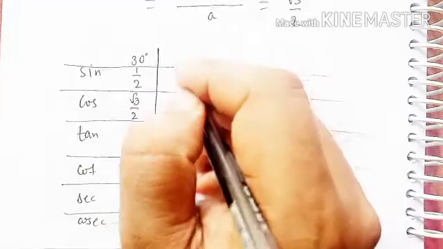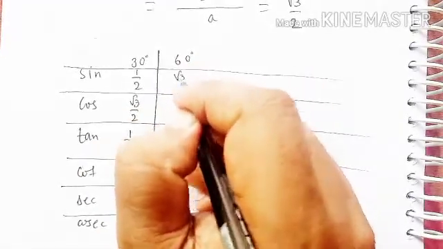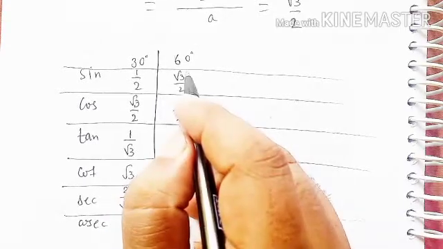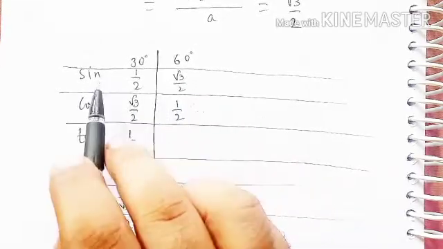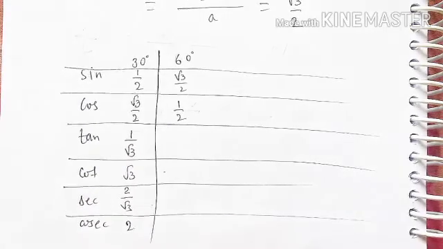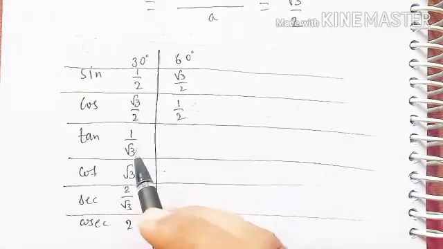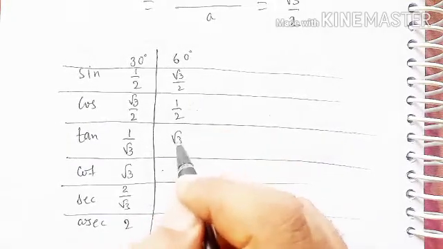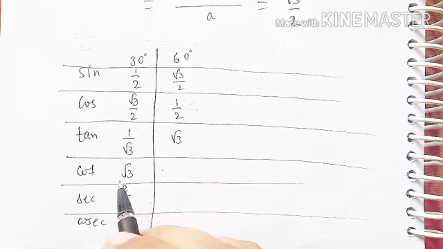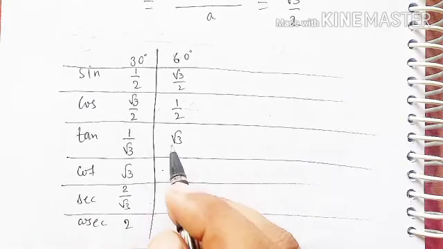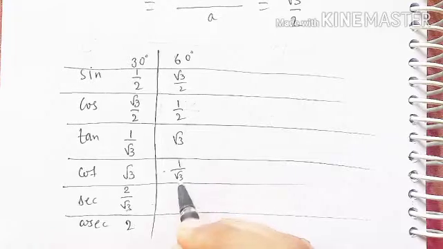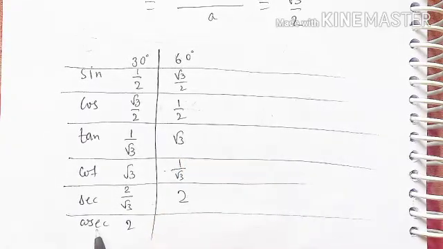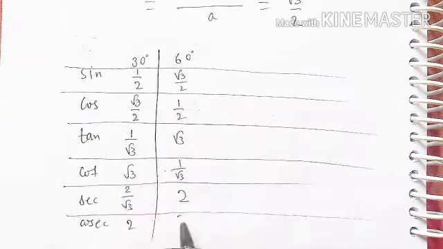Now for 60 degree, sin 60 degree is root 3 by 2, cos 60 degree is 1 by 2. Now if we know sin and cos, then we can write the rest three ratios by dividing. Tan 60 degree will be sin 60 degree by cos 60 degree, this is root 3. Cot 60 degree will be the reciprocal of tan 60, sec 60 the reciprocal of cos 60, cosec 60 the reciprocal of sin 60.